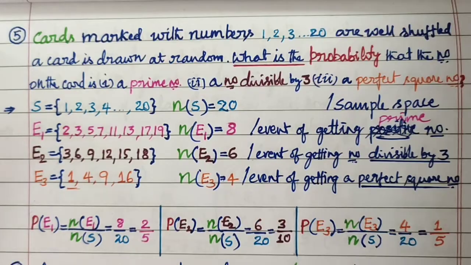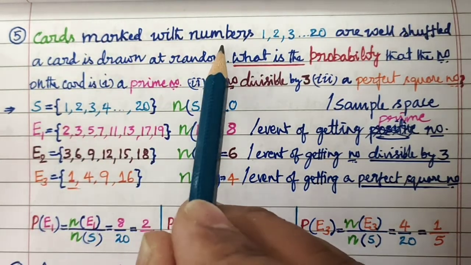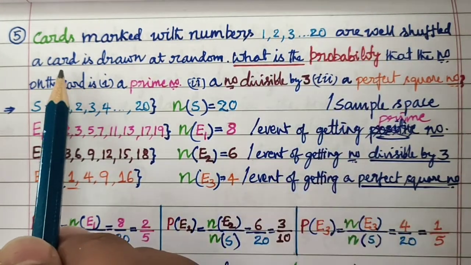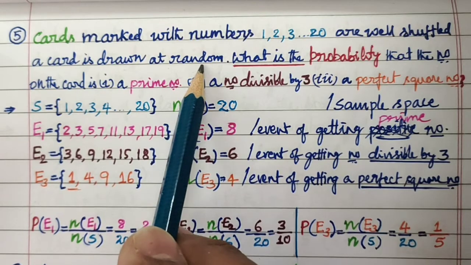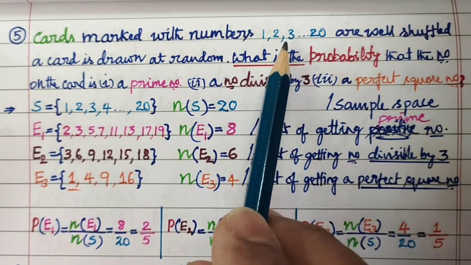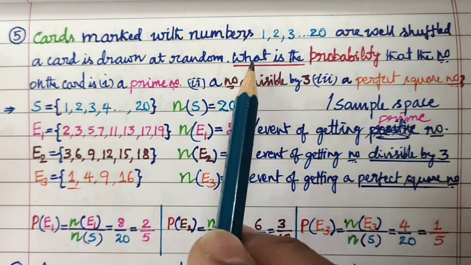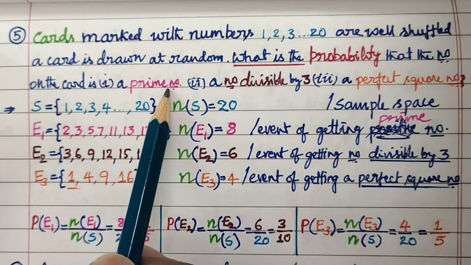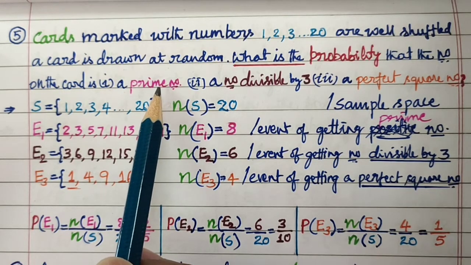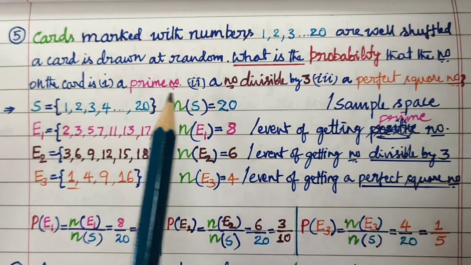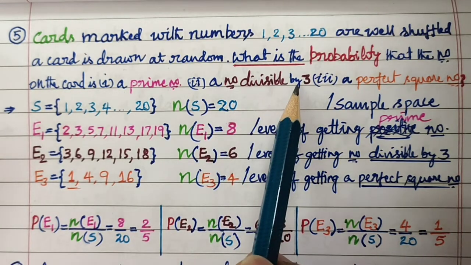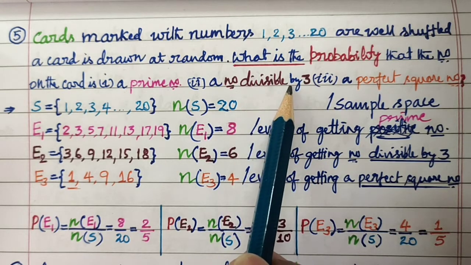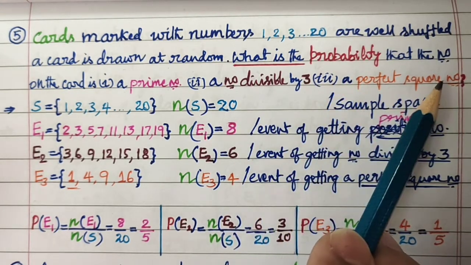These are the things which you have calculated here. Cards marked with numbers 1, 2, 3 up to 20 are well shuffled. A card is drawn at random. There are 20 cards, and one card is drawn at random. What is the probability that the number on the card is a prime number? A number divisible by 3? And a perfect square number?